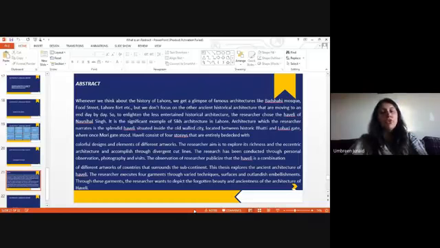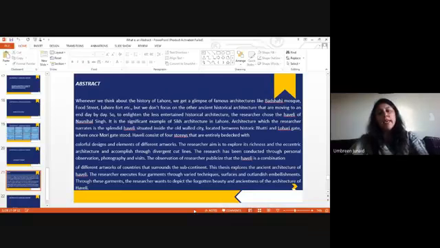The Haveli consists of four stories that are entirely bedecked with colorful designs and elements of different artworks. The researcher's aim is to explore its richness and eccentric architecture, accomplished through divergent cut lines. The research has been conducted through personal observation, photography, and visits. The observation of the researcher publicized that the Haveli is a combination of different artworks of countries that surround the subcontinent.